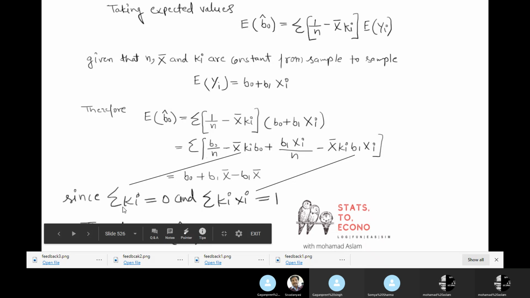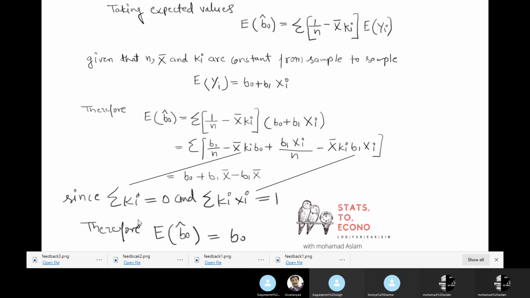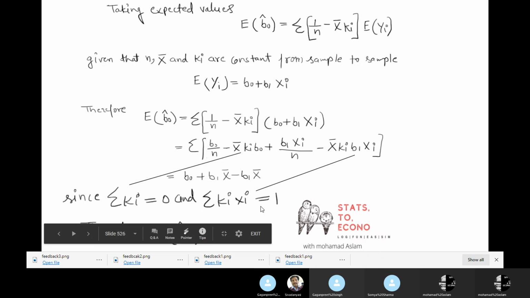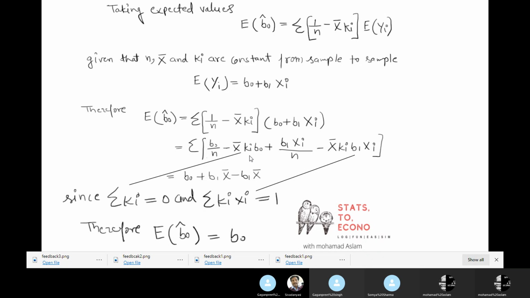Now, as we proved in the derivation of beta 1 hat, summation ki is 0 and summation ki xi is equal to 1. If you need these proofs that we did last time in the derivation of beta 1 hat, just go to that part, and there we have proved that it is equal to 0 and it is equal to 1. So if you put these values here, this term will be 0, so it will cancel out.